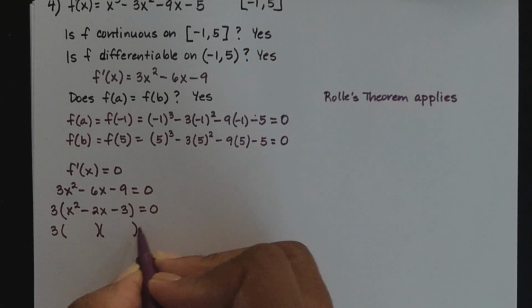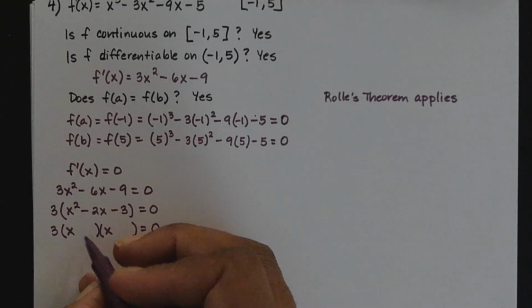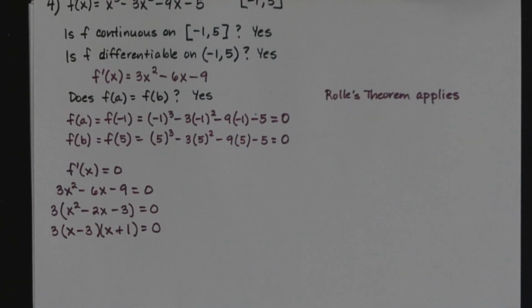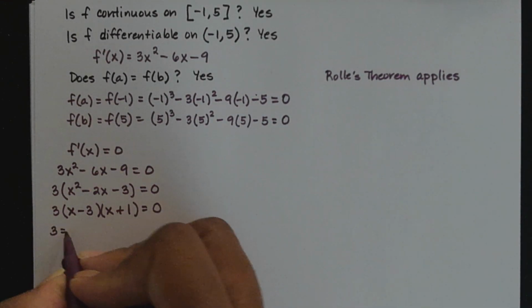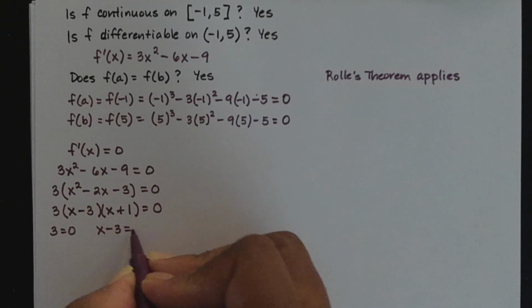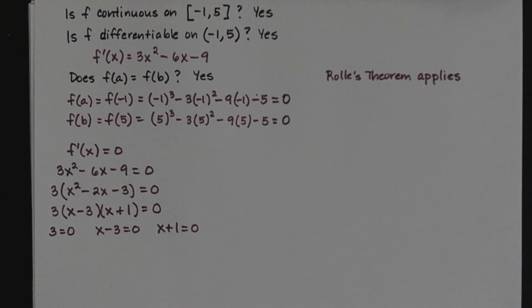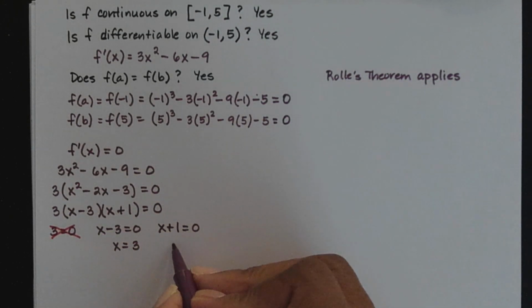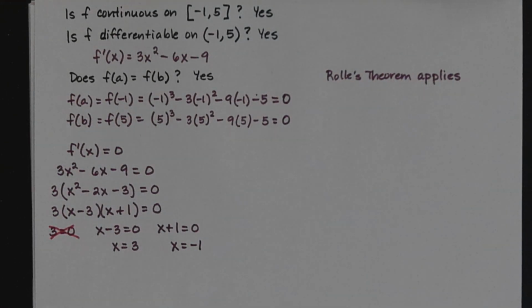And let's see, we can factor x squared minus 2x minus 3. X squared breaks up as x and x. What factors of minus 3 give me minus 2x as a middle term? Minus 3 and plus 1. So I get 3 times x minus 3 times x plus 1 equal to 0. Then we set each factor equal to 0. 3 equals 0 I can eliminate. For x minus 3 equal to 0, x is equal to 3. And for x plus 1 equals 0, x must be equal to negative 1.